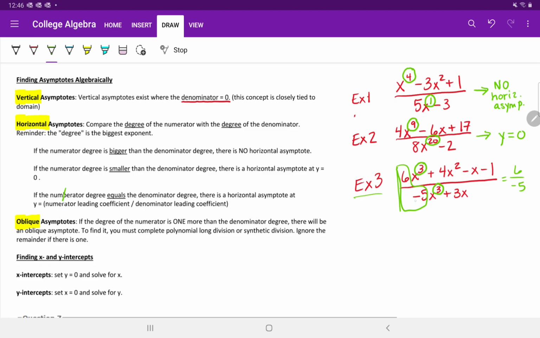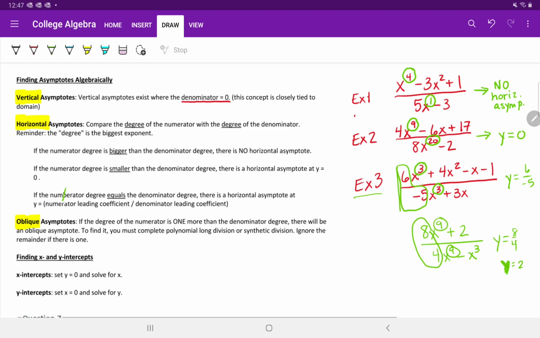And sometimes in an example like example 3, you'll end up with something that simplifies. Like if you had, let's say, 8x to the 9th plus 2 over 4x to the 9th minus x cubed. Our biggest exponent on top matches our biggest exponent on the bottom, so we'd have an asymptote at y equals 8 over 4, which is y equals 2. So you can simplify these, of course. And I wrote this one wrong. It's an asymptote at y equals 6 over negative 5. Excuse me.